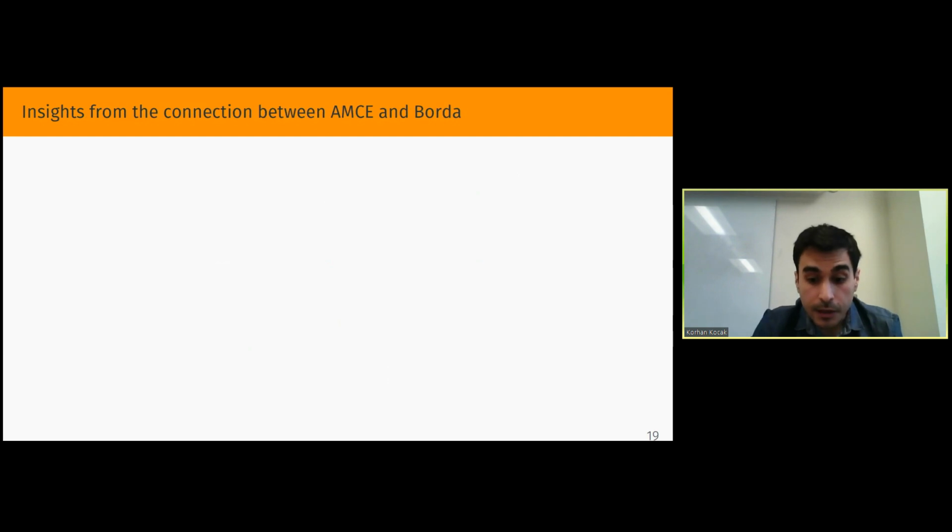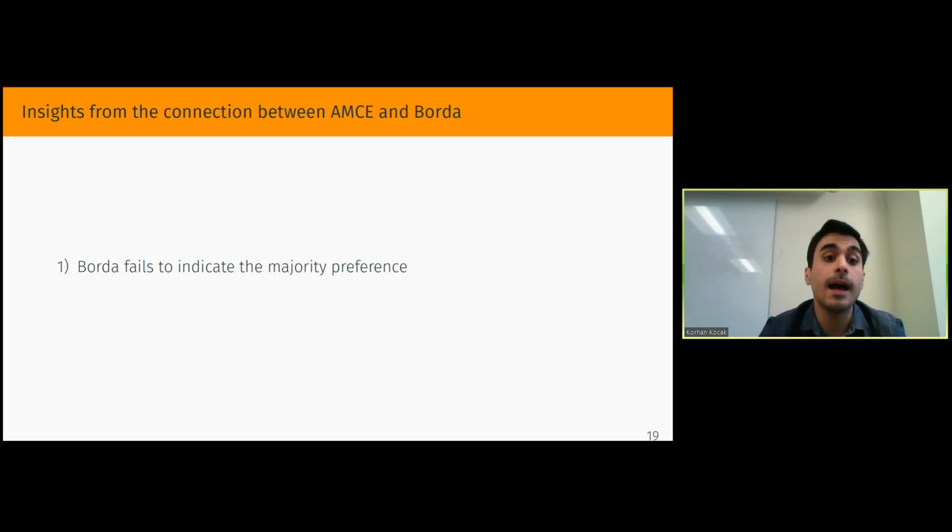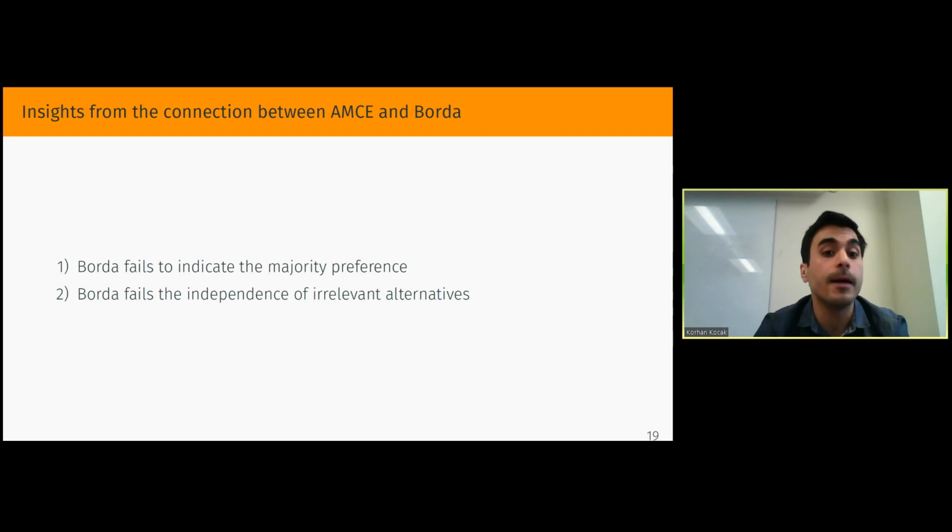So this connection is very powerful because we know a lot of things about the Borda rule from the social choice theory literature. We know that the Borda rule fails to indicate the majority preference. It violates the majority criterion. So this connection tells us why the AMCE may sometimes indicate the opposite of the majority preference. We also know that the Borda rule fails the independence of irrelevant alternatives criteria, which tells us why the AMCE is sensitive to the inclusion or exclusion of different attributes or profiles.